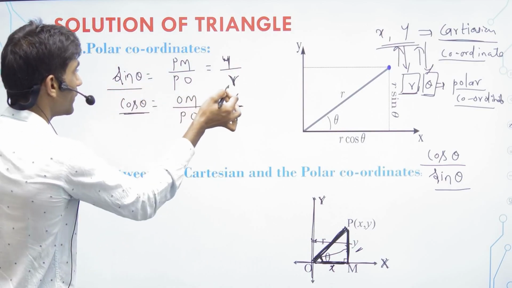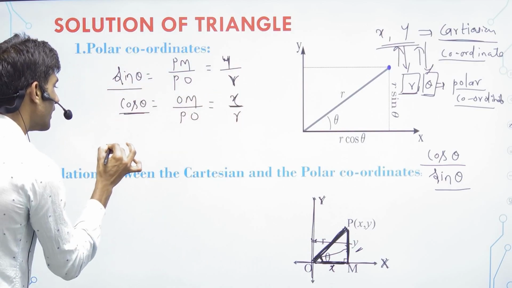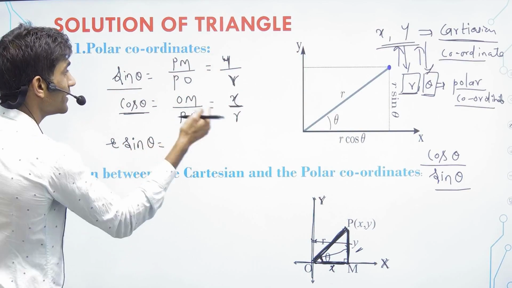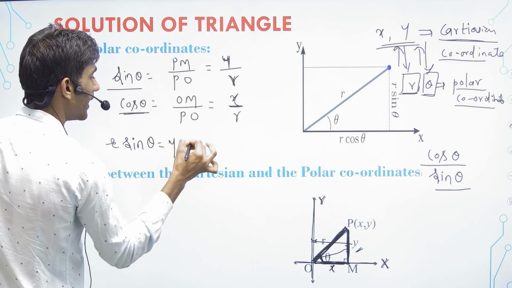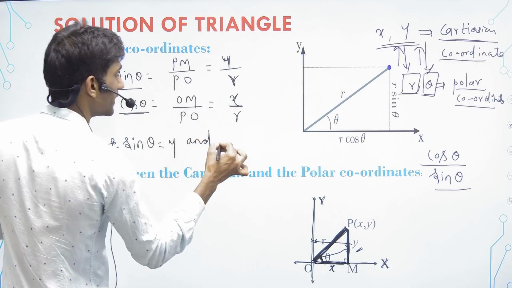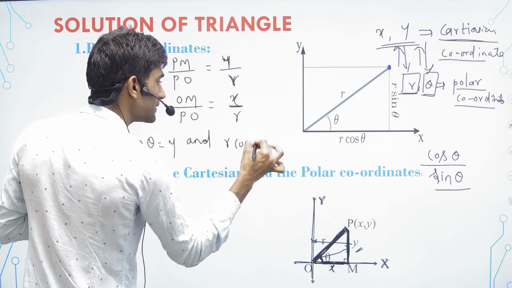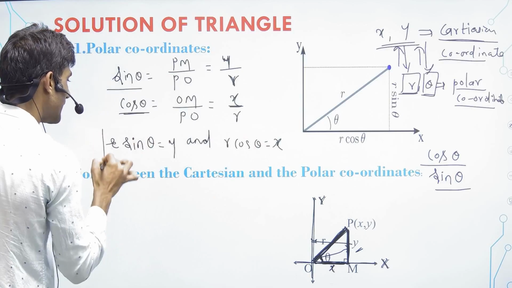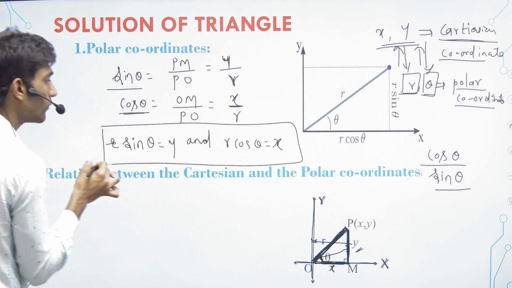Now this is the main time to define Cartesian and polar coordinates using this result. So what we do is take R here, so we get R sine theta, which is equal to Y, and the next value, R cos theta, which is equal to X. So these are the two values we have here for X and Y.